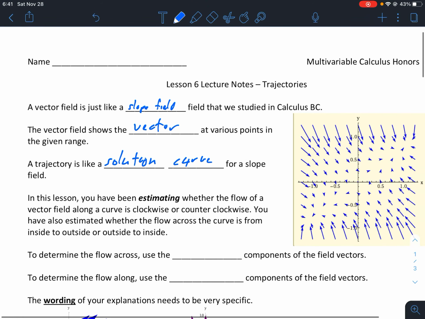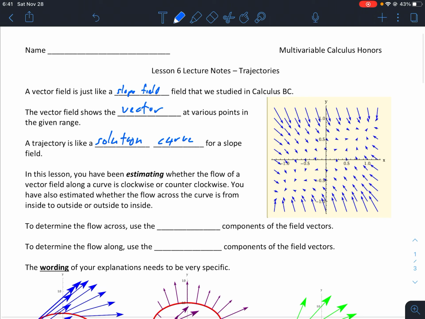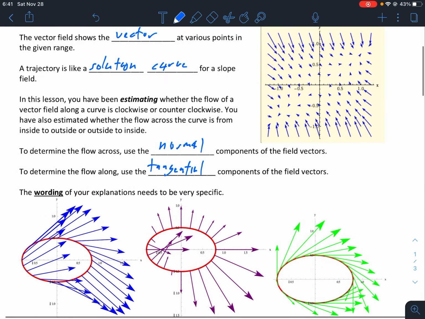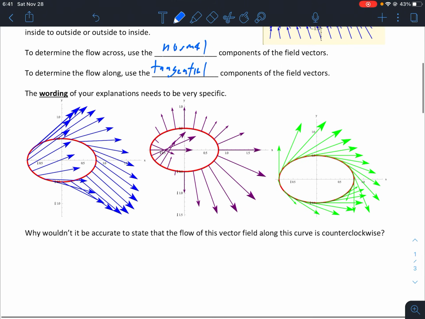In this lesson, you've been estimating whether flow of a vector field along a curve is clockwise or counterclockwise. You also have estimated whether the flow across the curve is inside out or outside to in. To determine the flow across, you're going to use the normal components of the vector field, and to determine flow along, you're going to use the tangential components of the vector fields. When you're doing this wording, make sure you're very specific. I know most of you are, but just be as specific as possible.